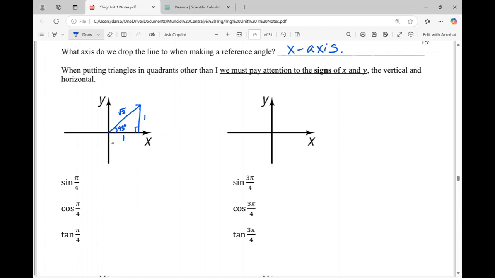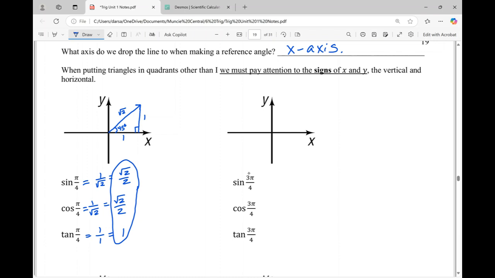Now, since we're going to the right on the x-axis, that's a positive 1. And since we're going up on the y-axis, that's also a positive 1. So now we can do SOHCAHTOA from this reference angle. Opposite over hypotenuse, 1 over the square root of 2, which we must rationalize. Adjacent over hypotenuse, 1 over the square root of 2, which we again rationalize. And TOA, opposite over adjacent, 1 over 1, or 1. So we get our sine, our cosine, and our tangent of pi over 4, which is in the first quadrant.